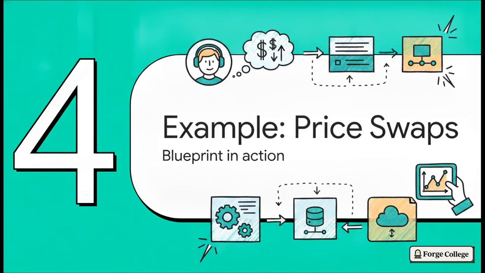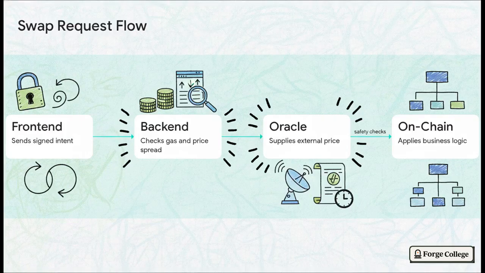All right, Section 4, real-world example, price swaps, the blueprint in action. Let's actually trace a concrete multi-step flow. Imagine a user submitting a price-dependent swap request. Just look at how many domains we're crossing here.